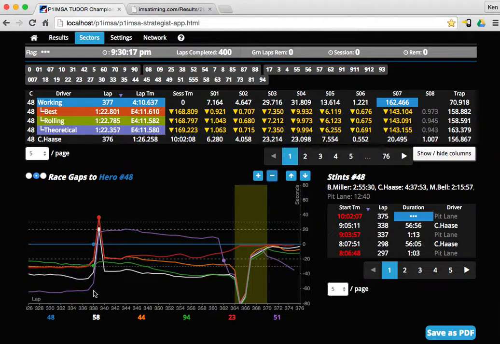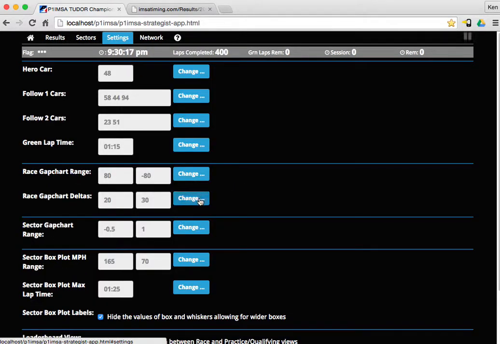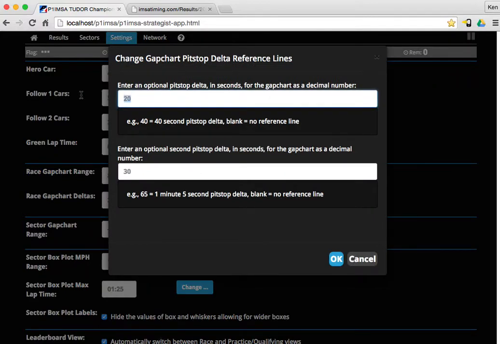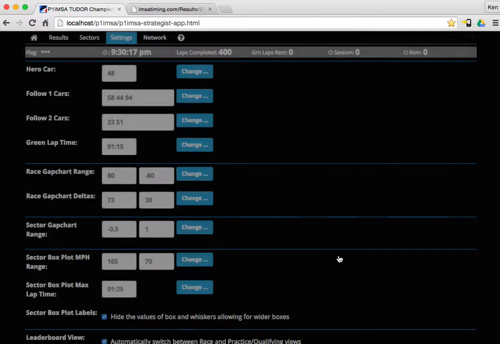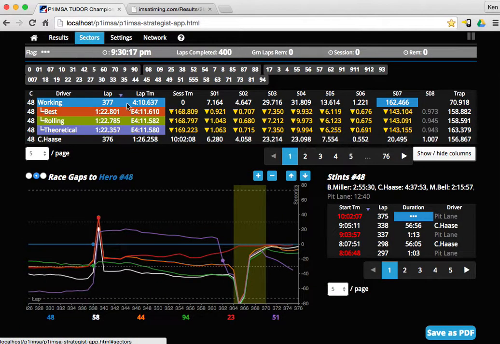So in order for me to easily see if cars behind me are going to pass me if they don't pit, I might do something like this. I might set that dotted line to 73 seconds. And here's my 73-second line, both above and below. So I see that all these cars are within 73 seconds of me, so they will most likely pass me unless they also have pitted. And so that allows you to easily pick out cars which fit those criteria.